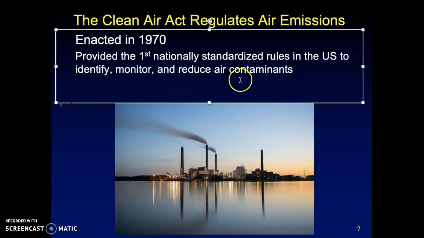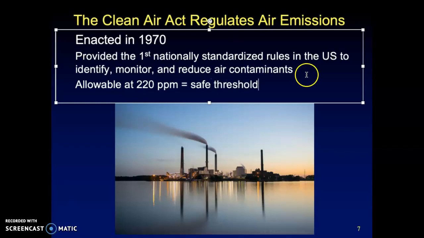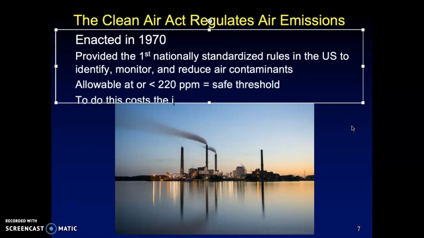Do you support those emissions even though it may cost more money to produce your power? So, simple example, let's say emissions are allowable at 220 parts per million. This equals a safe threshold for humans, at or below 220 parts per million of whatever pollutant is being released. So to do this, it's going to cost the industry money.